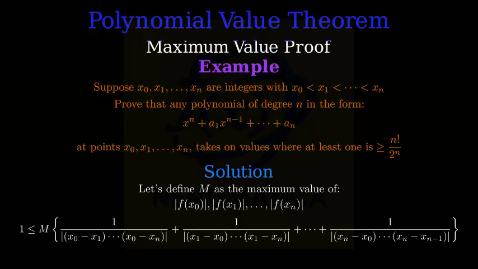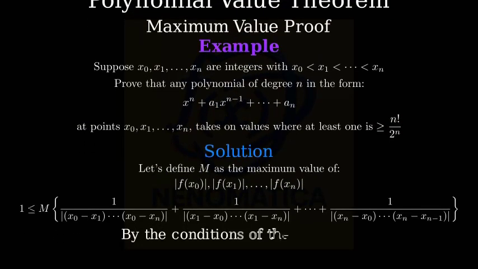The second fraction is 1 divided by the product of x sub 1 minus x sub 0, x sub 1 minus x sub 2, and so on until x sub 1 minus x sub n. And we continue this pattern for all the points up to the last fraction, which is 1 divided by the product of x sub n minus x sub 0, x sub n minus x sub 1, and so on until x sub n minus x sub n minus 1.